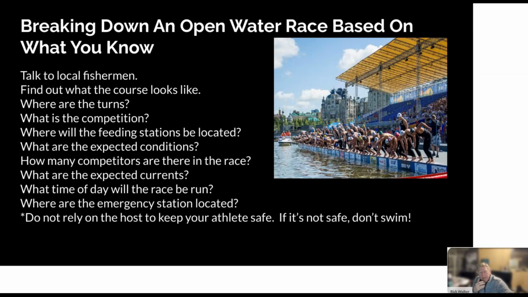What are the expected conditions? So the event is going to take place at 8 a.m. There are never any waves at 8 a.m., right? But at 9 a.m., it's going to start to get really choppy and it's going to get choppy really quick. All right. So we know that in the first hour, it's going to be really, really calm.